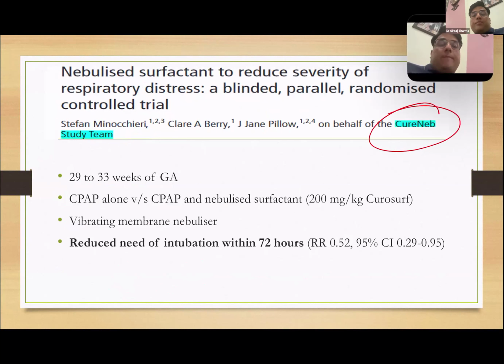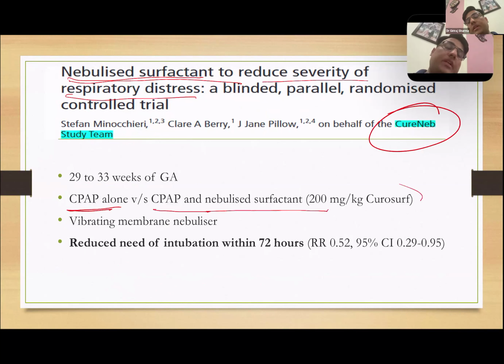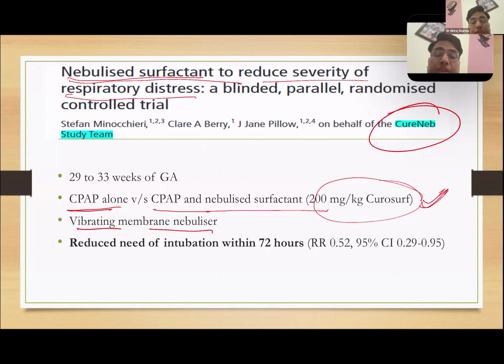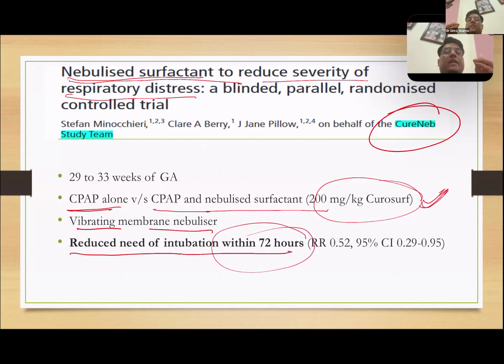Next is the CureNeb trial. In the CureNeb trial, they have studied nebulized surfactant to reduce the severity of respiratory distress. So they have included babies less than 33 weeks of gestation, and CPAP alone or CPAP with nebulized surfactant, Curosurf 200 milligram per kg. They have delivered it by the nebulization method. A vibrating mesh nebulizer they have used. In this, they have found that it reduces the need of intubation within 72 hours. So the CureNeb trial found that nebulized surfactant reduces the risk of need of intubation within 3 days of birth.